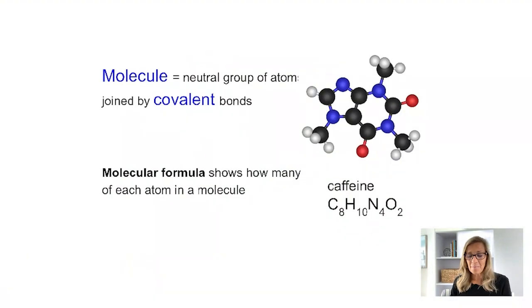Now, a molecule, we're going to use that word only when we're talking about covalently bonded structures. So don't use the word molecule with ions. Those are separate things. So this is a molecule. Molecular formulas work the same way. We've got subscripts that show how many of each type of atom are bonded together.